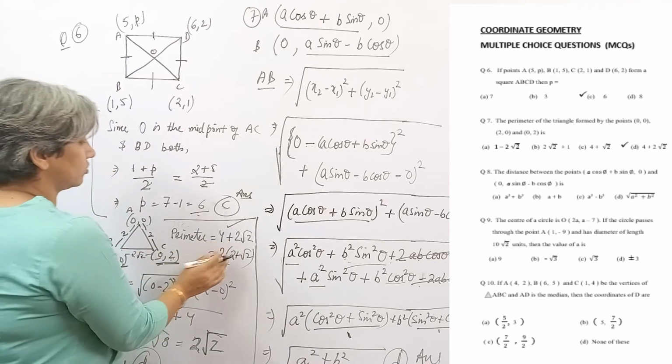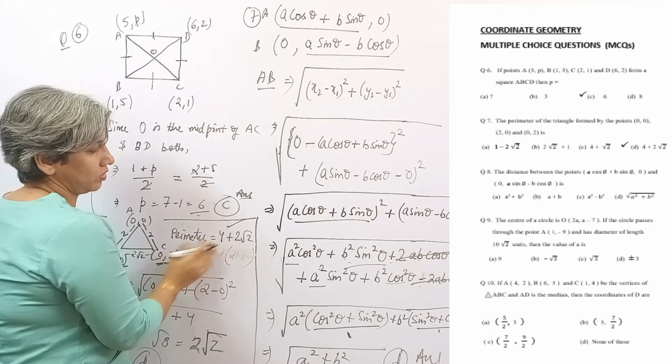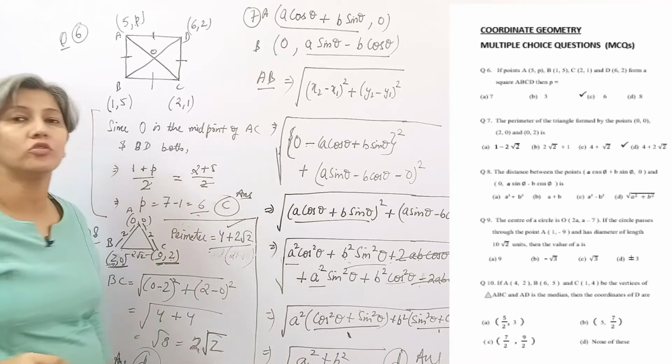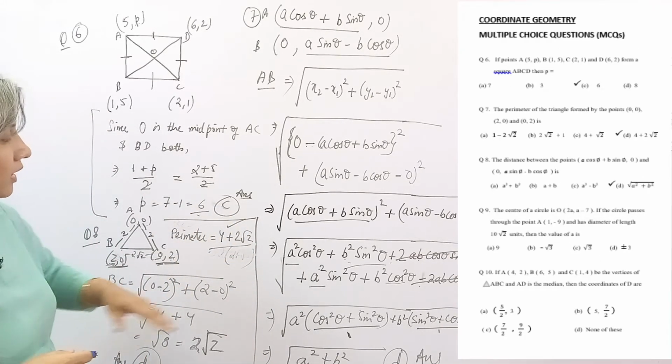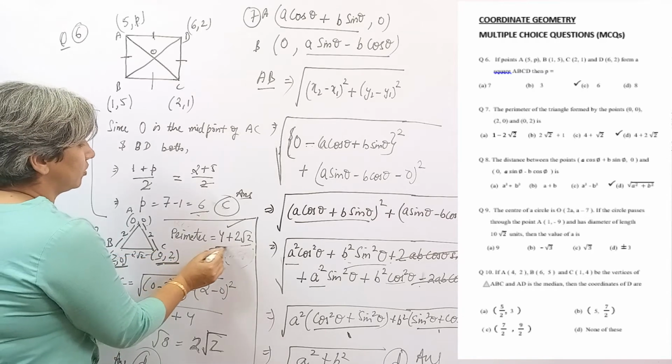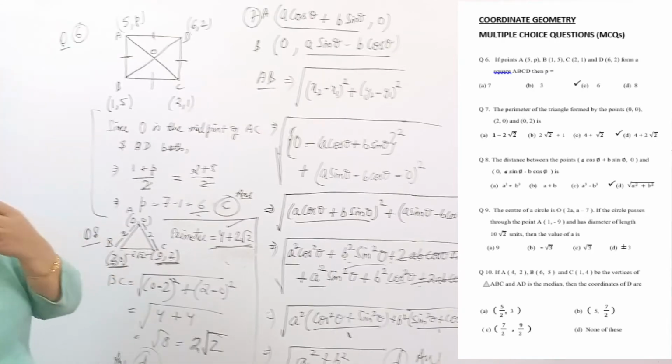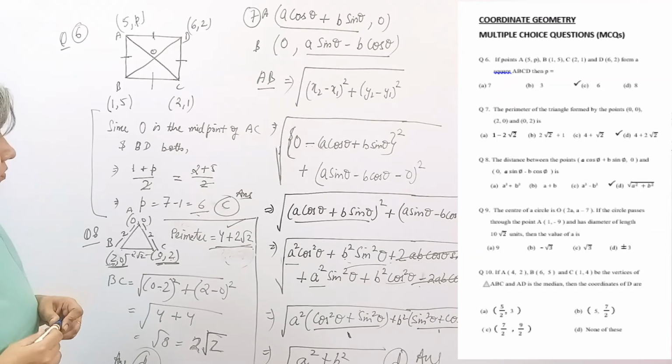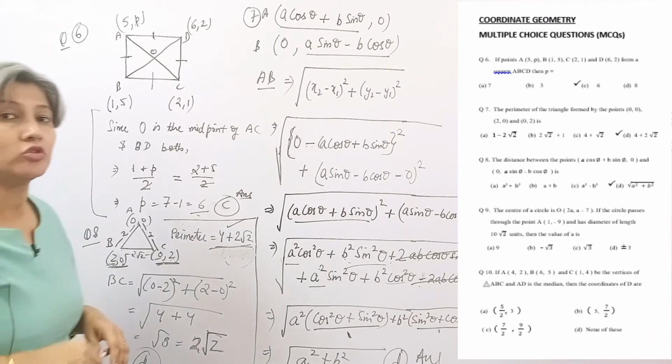4 plus, इसको simplify नहीं करा है, आपकी मर्जी है, उनके option में. So this is 4 plus 2 under root 2, is the correct answer, is the perimeter of the triangle given as this. Fine. So question number 8 is done. Let's do question number 9.